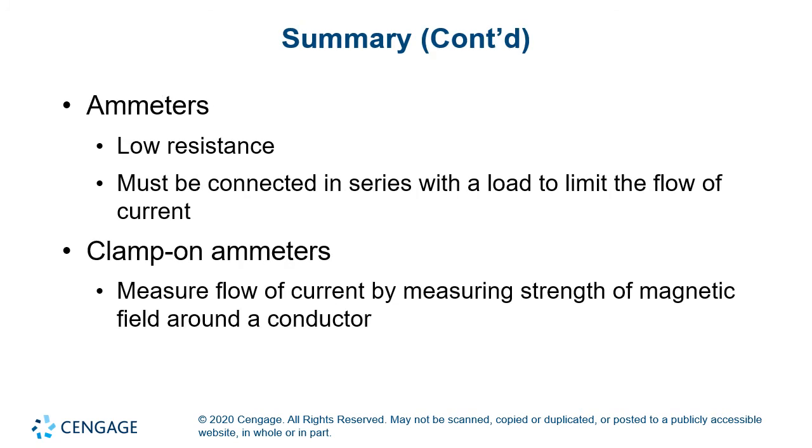Ammeters, on the other hand, have a very low resistance, right? They have to be connected in power. They're essentially measuring when the power's on, so they need to be connected in series, and we'll notice that they have those built-in shunts, so the current essentially bypasses them, right?